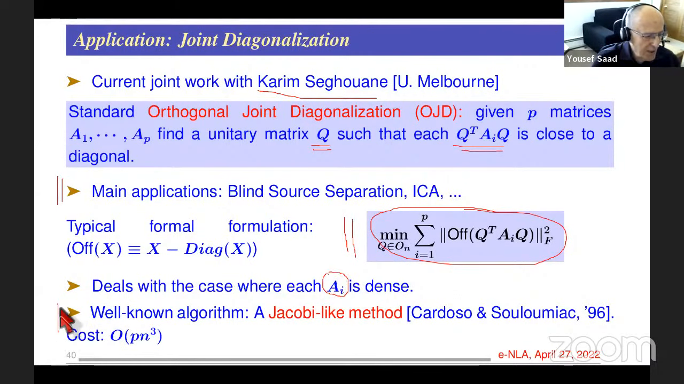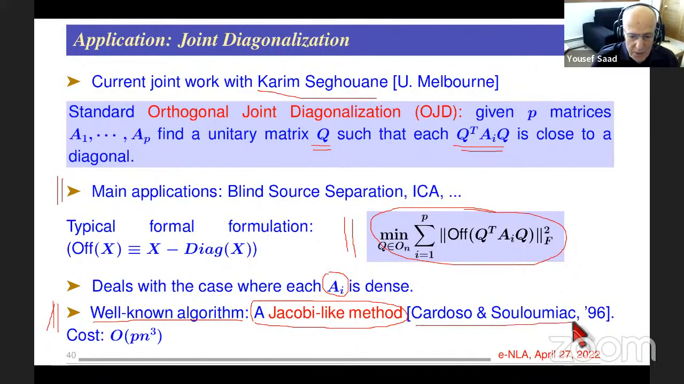And by the way, just as an interesting coincidence here, the best known algorithm in this context is a Jacobi-like method. It's essentially a straightforward generalization of Jacobi to this case. And it's due to Cardoso and Souloumiac, and it's from 1996. The cost is order P n squared.